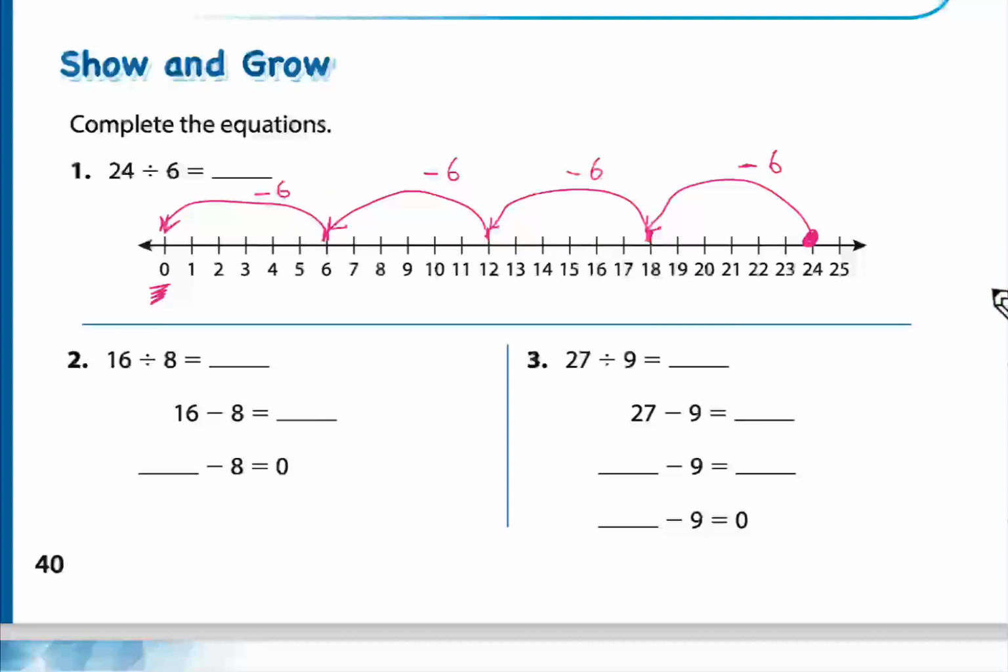So, what should we do now? Just count how many jumps. Of course, these are 1, 2, 3, 4 jumps. So we have here 4 jumps. So the answer to this question, 24 divided by 6, equals 4. We don't need to write the number of the jumps here, so I'll erase it. And please do it quickly, my heroes. Write the answer.